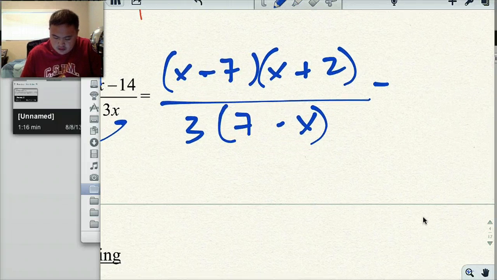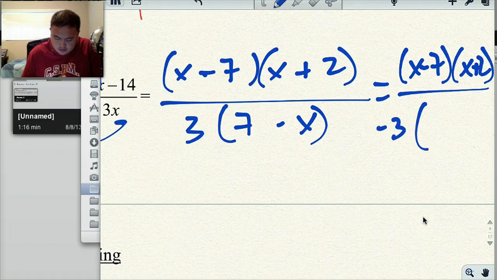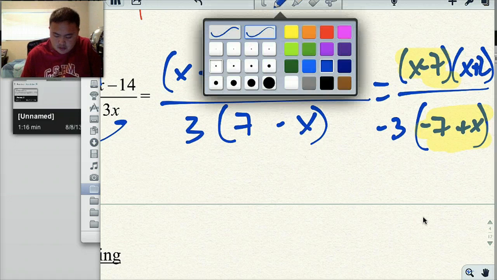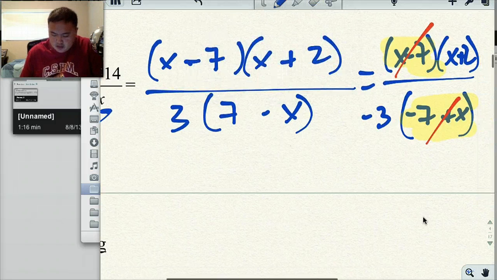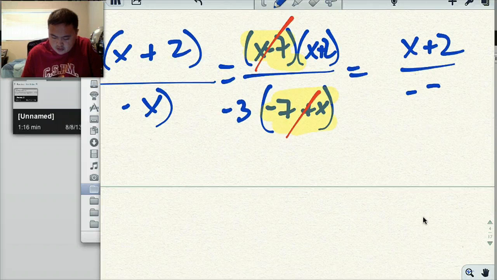So I'm going to factor out a negative 1. Top stays the same. I'm going to take out a negative 1, so this becomes negative 3. 7 now becomes negative 7. Negative x now equals plus x. That's how you do factoring by a negative 1. Now, these two are exactly the same. They're rearranged, the negative 7 is out in front, but they're still the exact same parentheses, which means top and bottom will cancel. Which means this whole problem can be simplified into x plus 2 over negative 3.